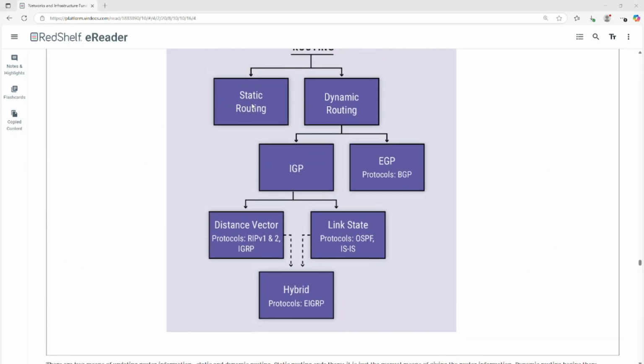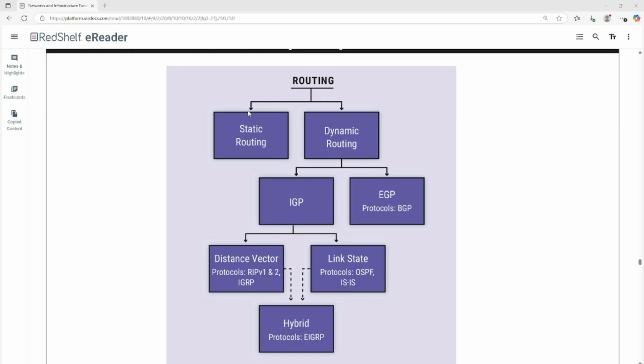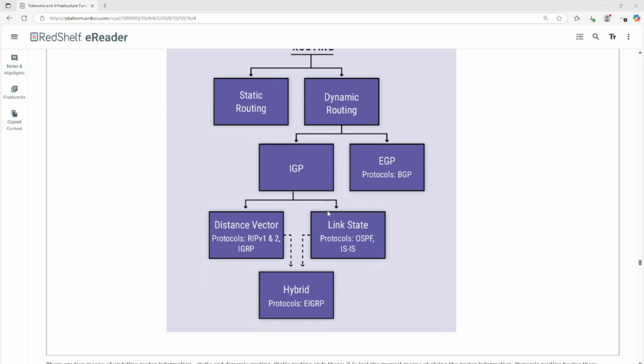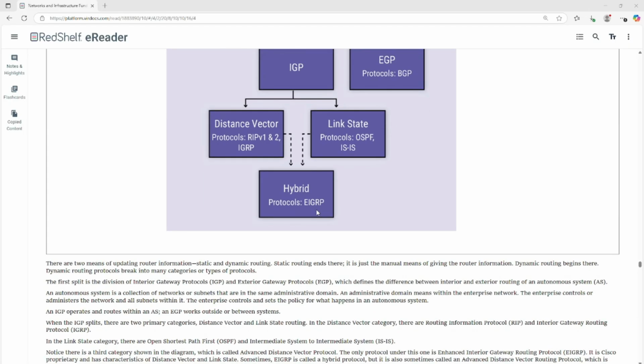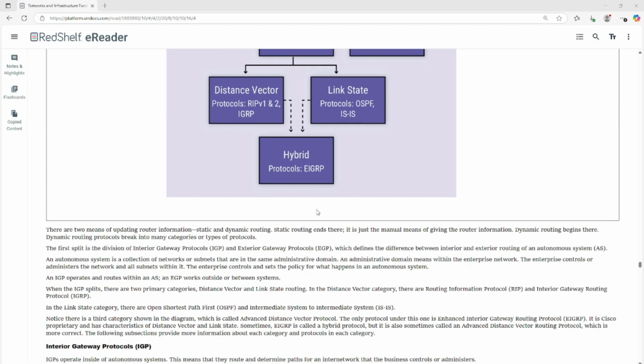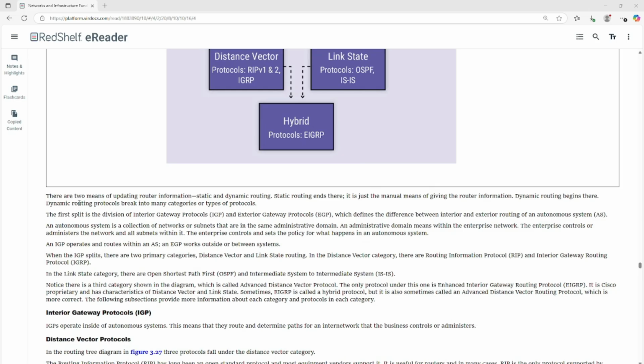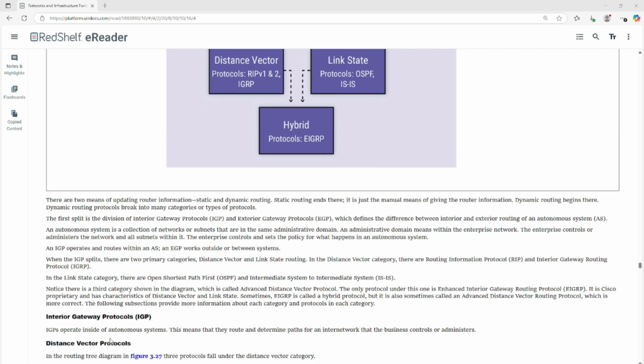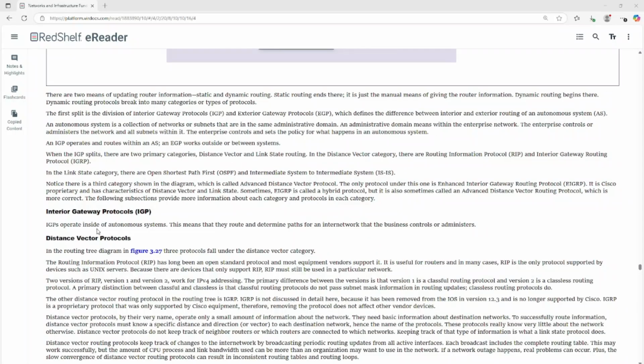Static routing here just basically gives the router information, whereas dynamic routing breaks into many protocols. You can see how it's broken down into many protocols. Like the interior gateway protocol, which operates inside of autonomous systems.